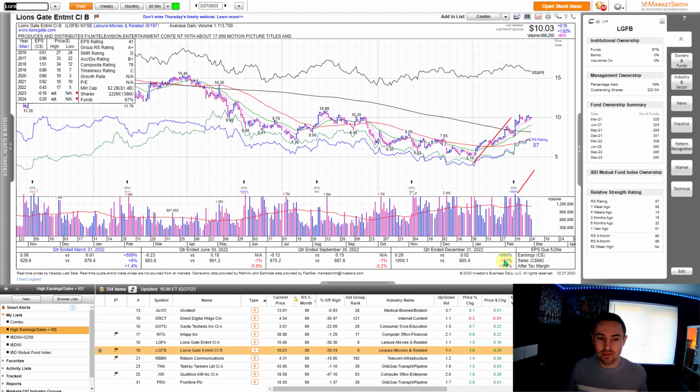Earnings plus 999% on a year-over-year basis. It was 2 cents earnings per share, then it came in this year in terms of Q4 2022 at 26 cents a share. Take a look at some of these bullish synchronicity candlesticks.